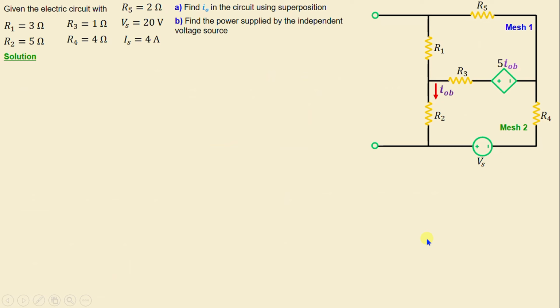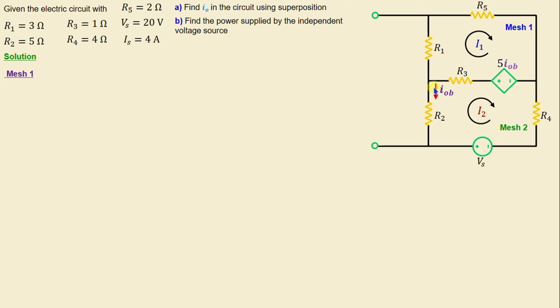Let's move on now by considering only Vs active. In order to find the current IOB, we can apply the mesh analysis method. It's evident that we have two meshes. This is mesh 1 and this is mesh 2. I will consider I1 is the current in mesh 1 and I2 is the current in mesh 2. Both currents are chosen in the clockwise direction.